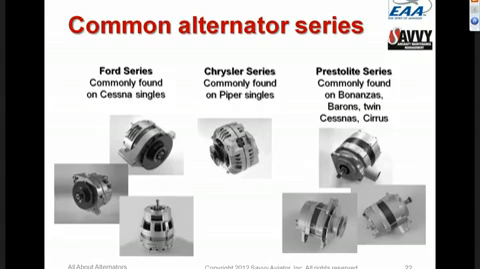The center picture shows a Chrysler series alternator that's recognizable by all those cooling slots, and is commonly found on Piper Singles that are powered by Lycoming engines. And the alternators on the right side are what are known as the Prestolite series, and these are mostly gear-driven alternators and are often found on Bonanzas and Barons and twin Cessnas, Cirruses, Columbias, aircraft like that with Continental pearl mold case engines that accommodate a gear-driven alternator.